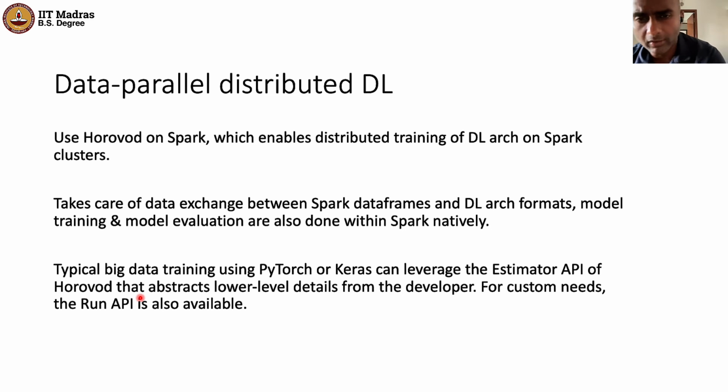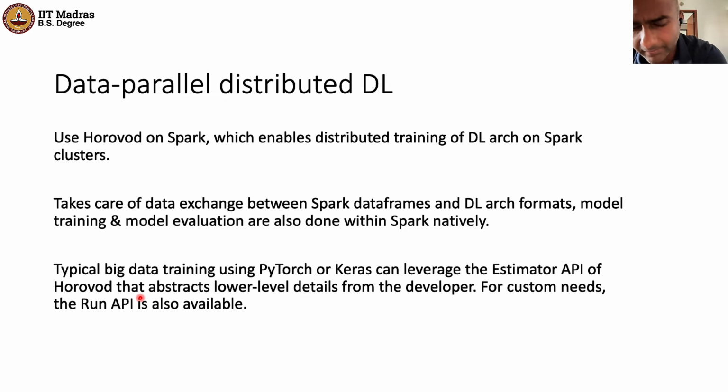Okay, so now putting all this together, how do you do data parallel distributed deep learning? Horovod can be used on top of Spark, right? So that becomes the way forward. This enables the distributed deep learning of data sets. Now, Horovod Spark also takes care of the data exchange that's necessary between the Spark data frame and the native formats of deep learning libraries. So that is pretty cool. In fact, Horovod also takes care of the model training and the model evaluation as steps that happen natively within Spark. You don't have to worry about spinning up a brand new cluster and managing that. So that's a big headache off the shoulders as well.